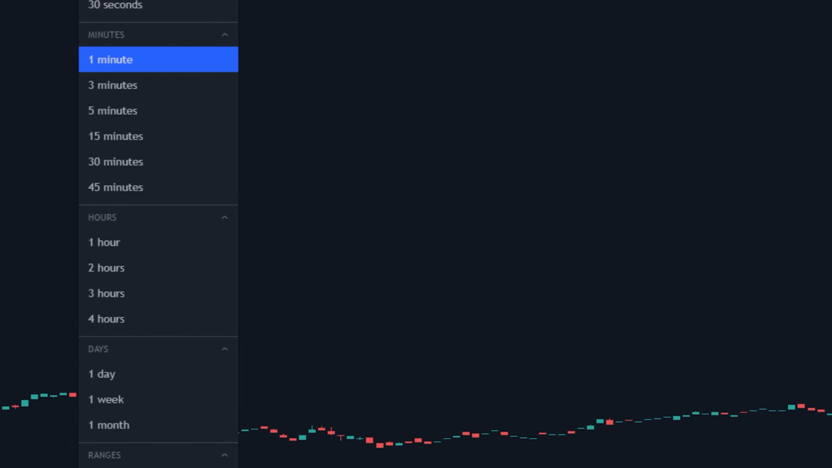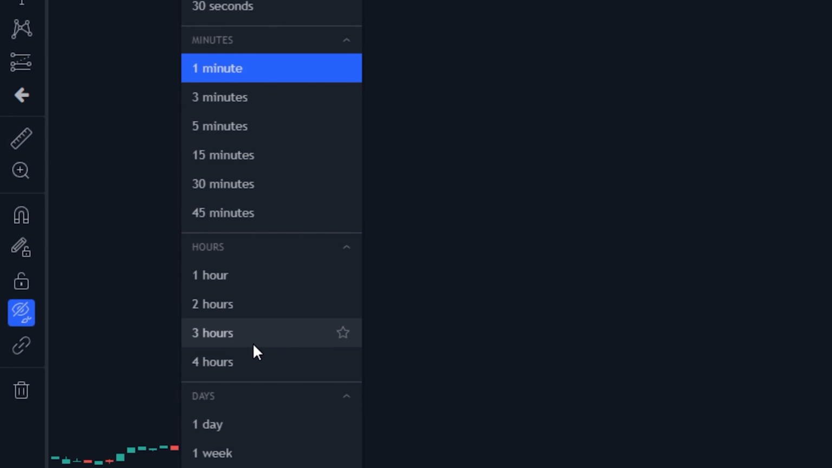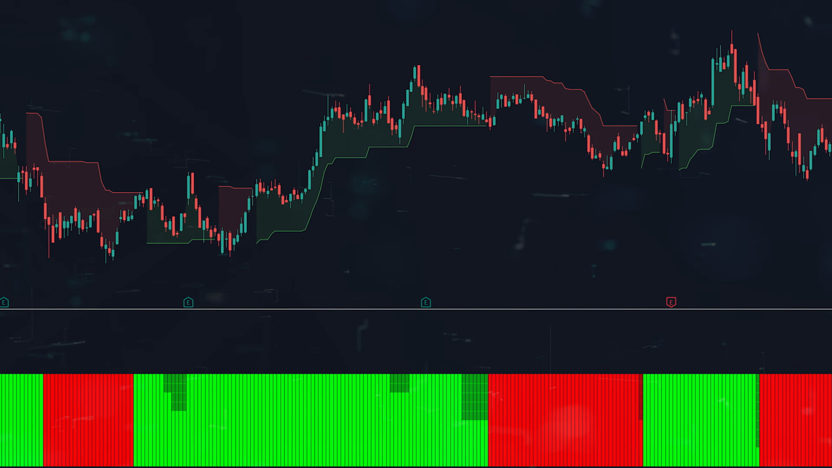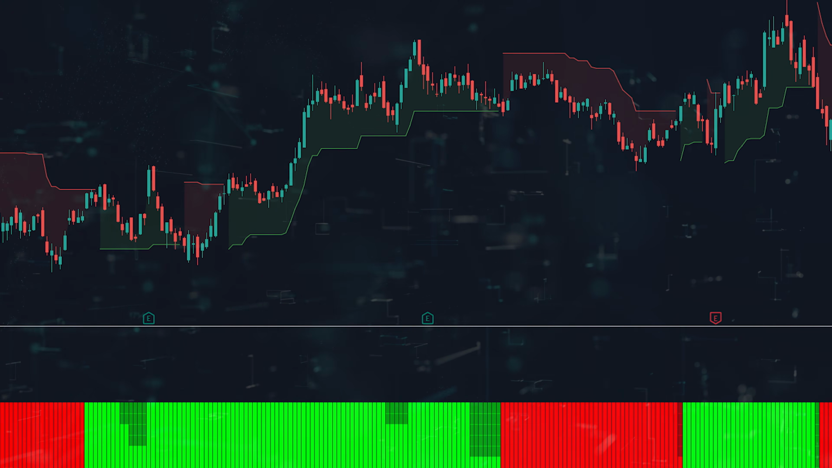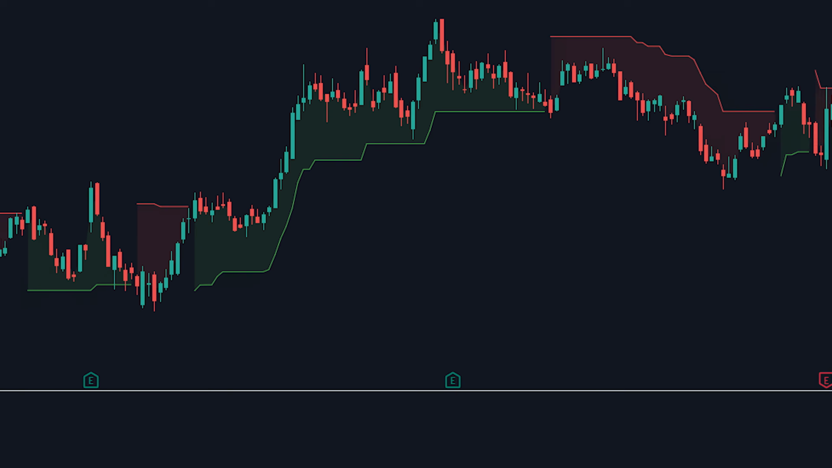I'll be showing you confirmation indicators for lower time frames like the 1 minute and 5 minute, and I'll also be showing you ones that are for longer time frames like the 1 hour or daily. All of these indicators I'm about to show you are complete game changers and will forever change the way you trade. Let's get straight to it.